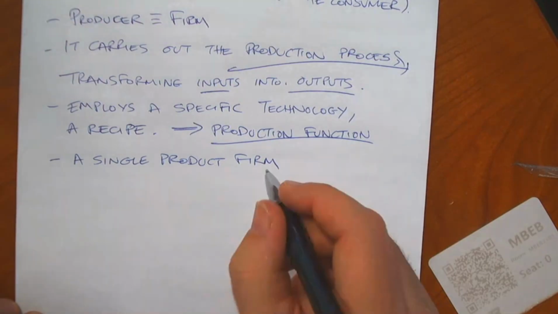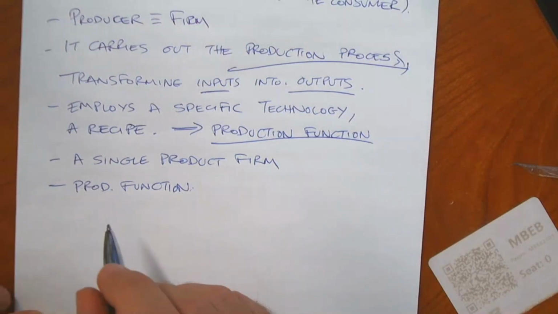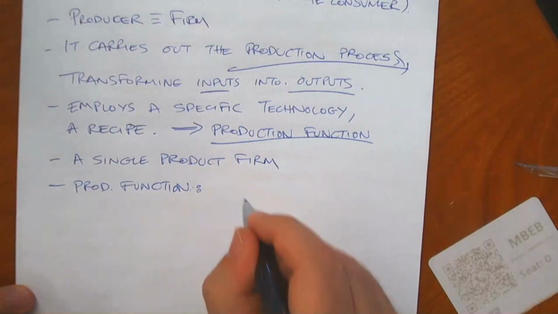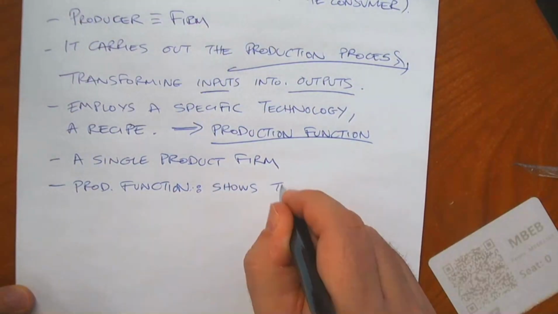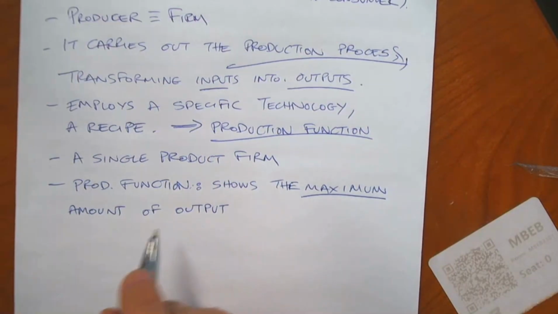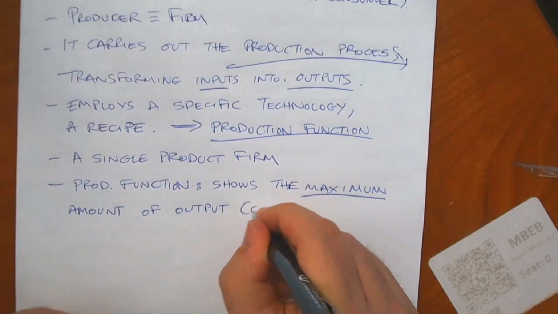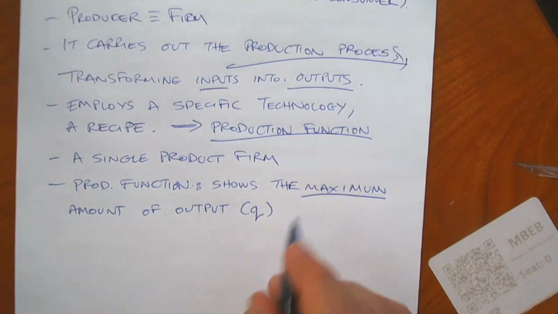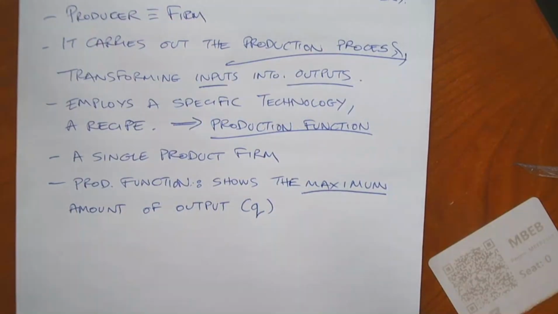So this production function, what does it do? It shows the maximum amount. This is a very important point. It shows the maximum amount of output, and we're going to symbolize output with the letter Q, standing for quantity, right? Lowercase q for the output of a single firm, uppercase Q when we're talking about the market as a whole, right? If there are multiple suppliers, multiple small qs, all of these small qs are going to make up the output for the market as a whole, right?